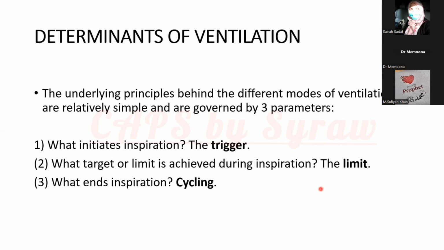Then the ventilator has to know what its target should be. If it is a volume control mode, then the ventilator knows that a certain amount of tidal volume is its target and it has to achieve it. If it is a pressure control mode, then the ventilator knows that this is the peak pressure that I have to achieve. This is my target. So it is known as the limit, and it is something that is never exceeded by the ventilator as a safety mechanism.